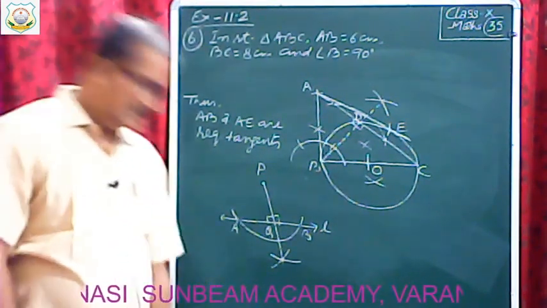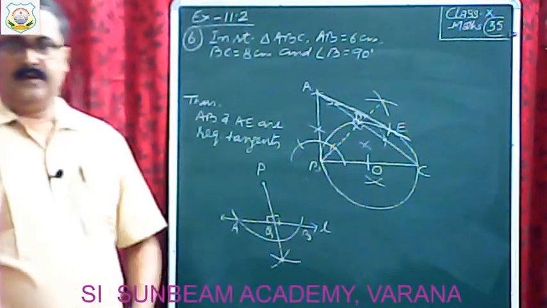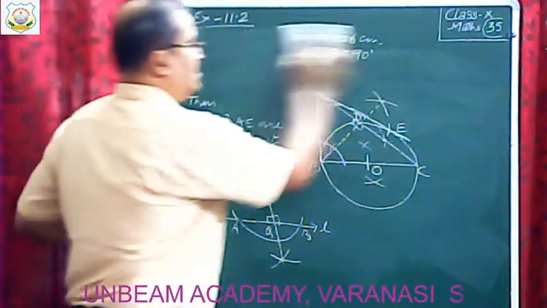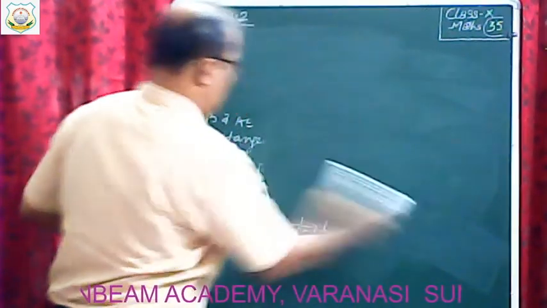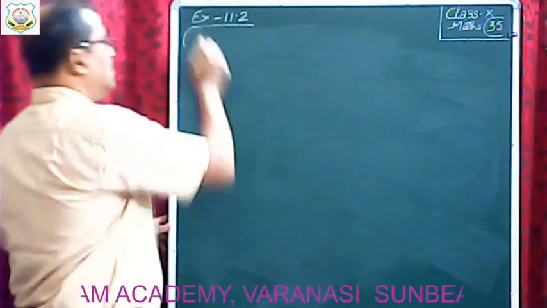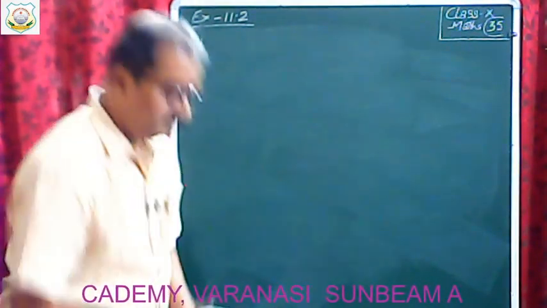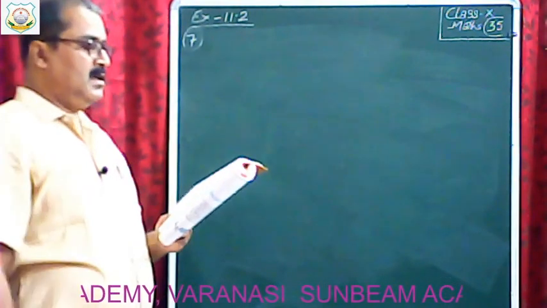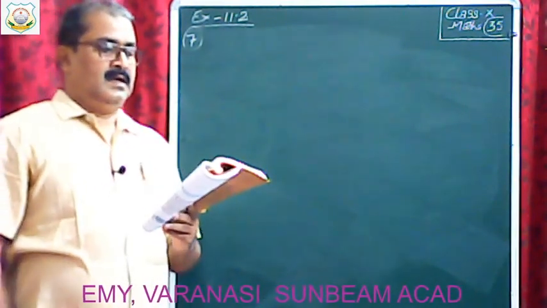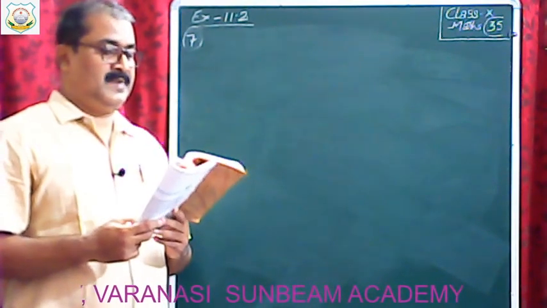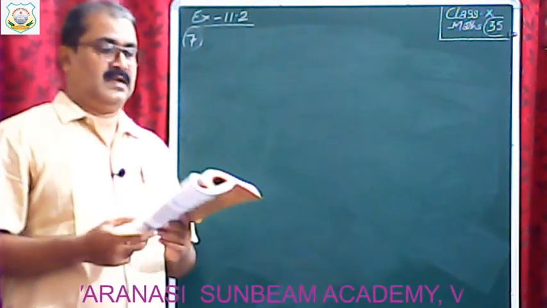Done, everybody? One more. The last construction of the chapter, that is question number 7. Draw a circle with the help of a bangle. Take a point outside the circle. Construct the pair of tangents from this point to the circle.